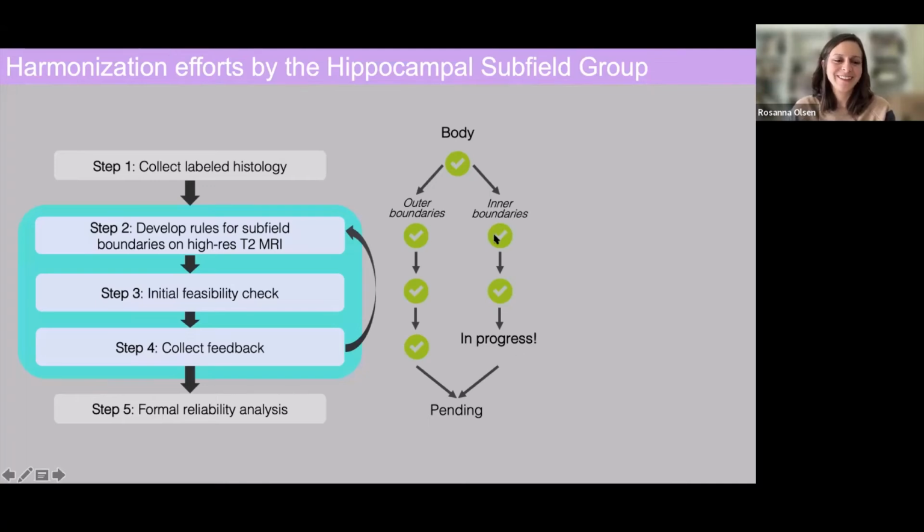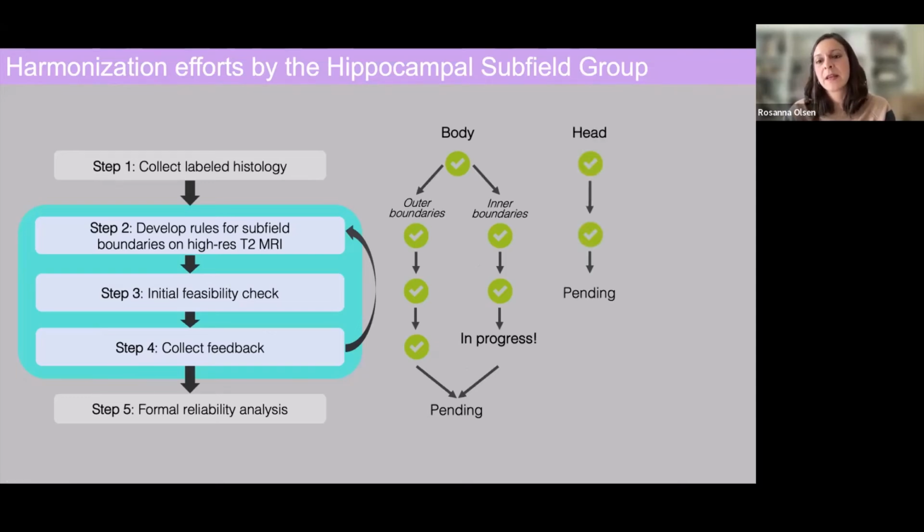This is a little schematic to show you how far we've gotten. We started in the hippocampal body. We've collected that histology in conjunction with neuroanatomists. We've developed some rules for subfield boundaries on high resolution T2 MRI. We've done an initial feasibility check, at least for the body, to make sure that the rules that we're developing make sense. And now we're using a Delphi method to collect feedback from the community to make sure that it's suitable for their needs. And then finally, we'll do a formal reliability analysis.